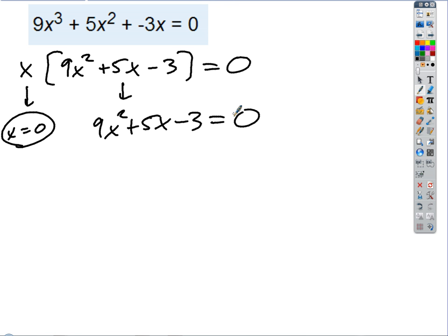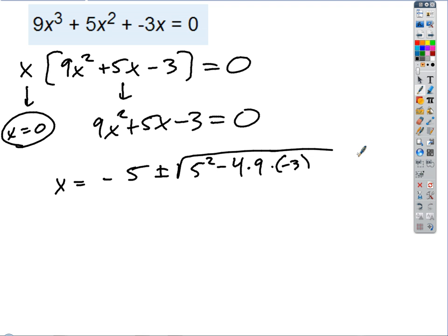How do I solve that? Quadratic formula. Yeah, quadratic formula. That's ax squared plus bx plus c equals 0, so I mean, we don't want to factor that. That'd be no fun. So we'll just use the quadratic formula. So we get x equals negative 5 plus or minus the square root of 5 squared minus 4 times a times negative 3, all divided by 2 times 9, or 18, right?